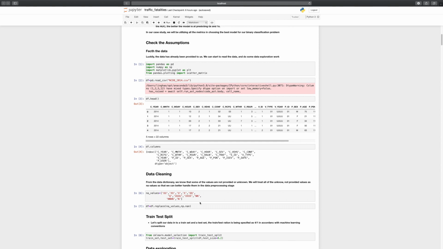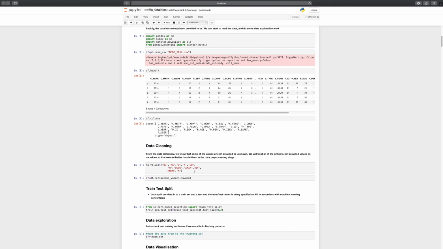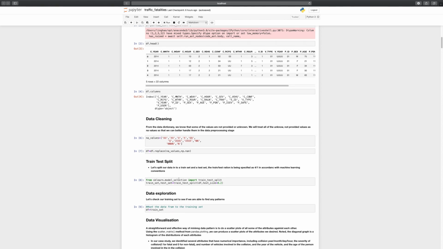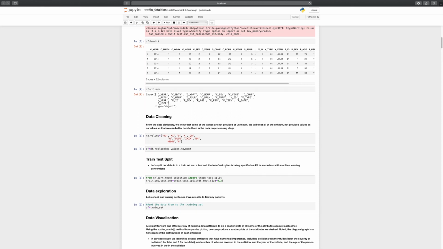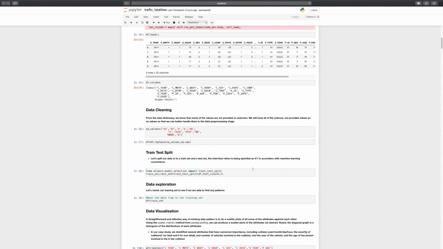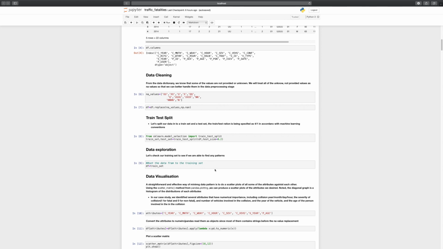What I did was to replace all of the string values, which signify unknown or not provided, with null values. After I replaced all of the string values with null values, I immediately split our data into two sets, a train set as well as a test set. The ratio of the train set to the test set is 4:1, which is in accordance with most machine learning conventions. And after our train test split, we can move on to the data exploration stage.